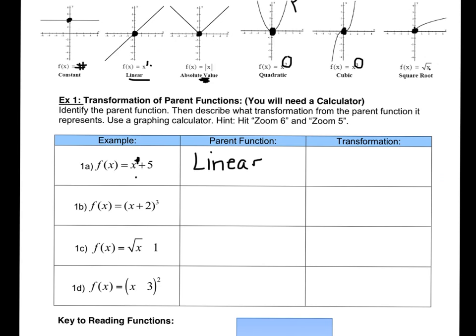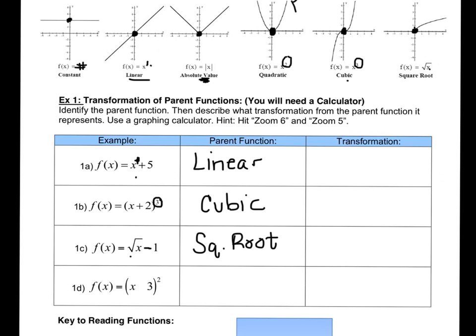Let's try 1b. We have the exponent. It's way out here, but the parentheses mean that it goes with the x, and it will go with the 2, but not right now. But that little exponent of a 3, that means it's cubic. All right, the sign in this problem didn't show up, but this is a minus sign. Which parent function is this? There's a square root sign around the x, so it's going to be the square root function.